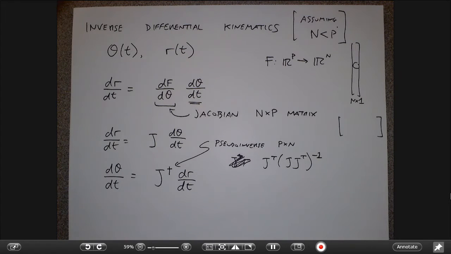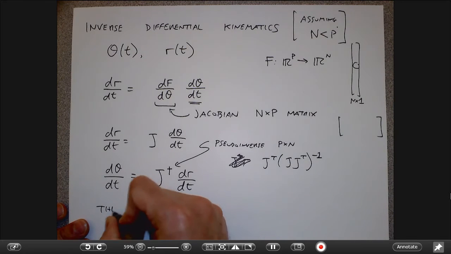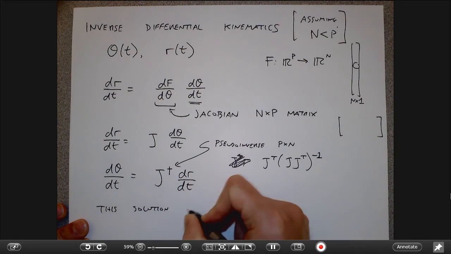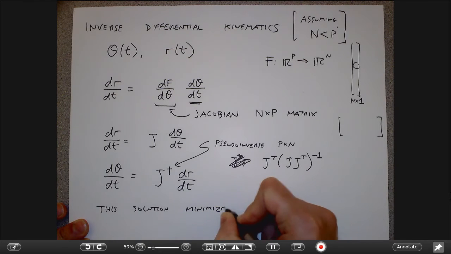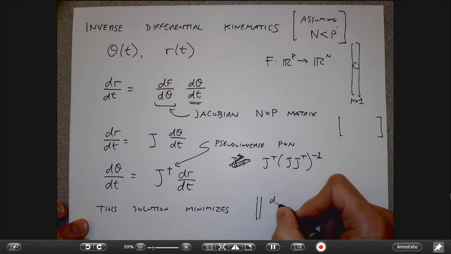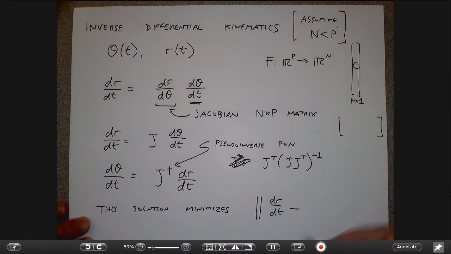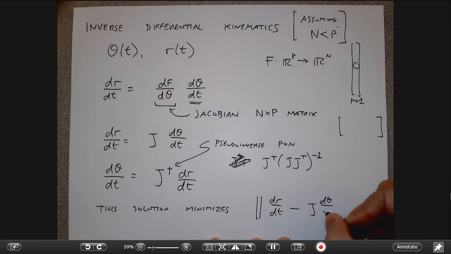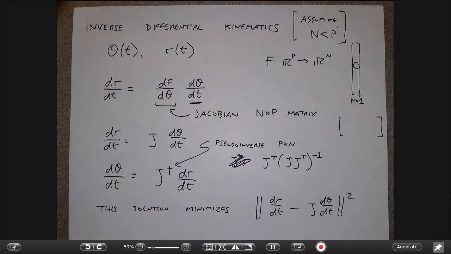And so again, one way to think about this is kind of like only one solution that will satisfy all the observed r's because I'm under constrained. And so this solution minimizes this norm, which is kind of like the norm between dr/dt and J dθ/dt. There are other solutions. There are many solutions that all satisfy the same observed positions.